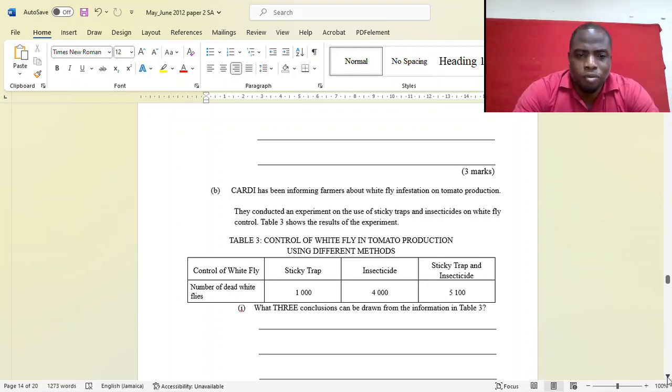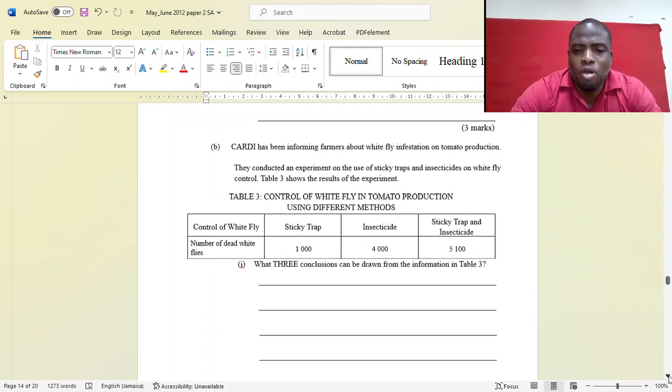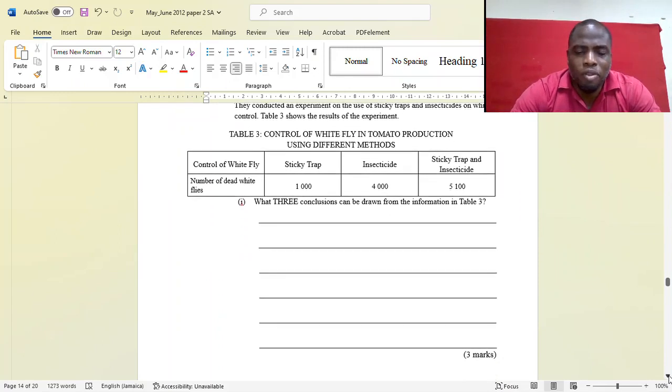So watch me now. The control of whitefly, very damaging to your plants. The number of dead whiteflies we notice using sticky trap is 1,000. The number of dead whiteflies using an insecticide is 4,000. The number of dead whiteflies using sticky trap and the insecticide is 5,100. What three conclusions can be drawn from the information in Table 3?